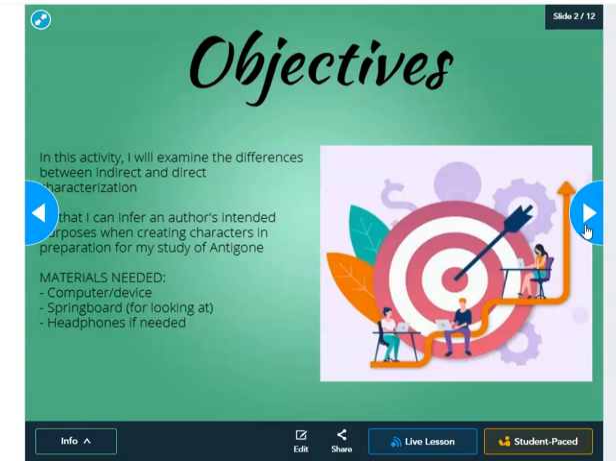So in this activity, I will examine the differences between indirect and direct characterization. This is really going to be important to us because we are looking a lot at characterization when it comes to our play Antigone. We're going to be looking at the different characters Sophocles creates and why he makes them act the way that he does. It's similar to how we looked at Okonkwo's characterization at the beginning of Things Fall Apart to really understand who he is as a warrior, as a father, and as an Igbo man.